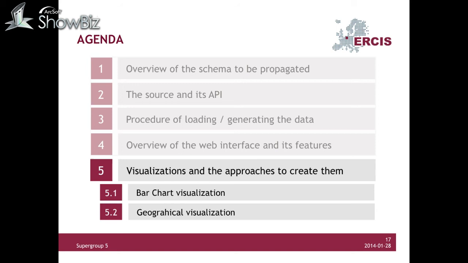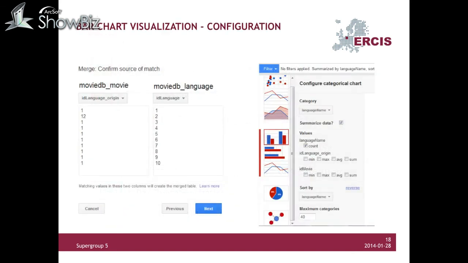Next, we are going to show you how to create some visualization in Google Fusion Tables. Therefore, we decided to answer the question, how many movies have what original languages? The first step was to choose the right tables out of our database and to upload them to Google Fusion Tables. In this case, we had to upload the tables movie and language. With the help of the merge function, we merged both tables over the language ID. Now the resulting table contains all information we need.